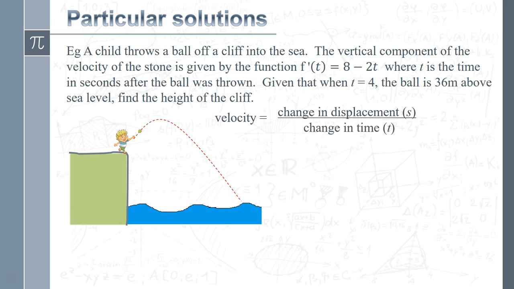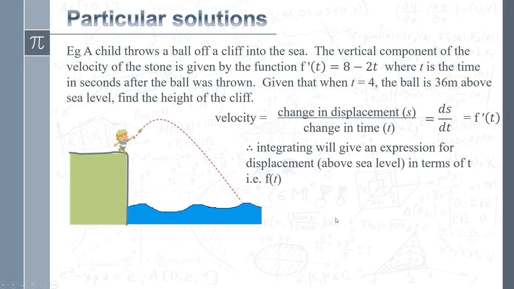Velocity, we can say, is change in displacement over change in time, which is ds/dt. And so it's the differential of the displacement function, so it's a differentiate function of time. Again, you're going to go into that in more detail in your mechanics, but that's essentially what's happening. So in order to get back to displacement, because that's what we've got information about here, what we've got to do is integrate our function. The integral will give an expression for displacement above sea level in terms of t. So we're going to get back to this thing here.